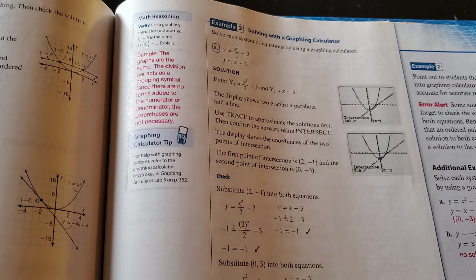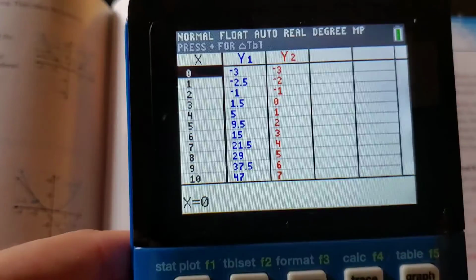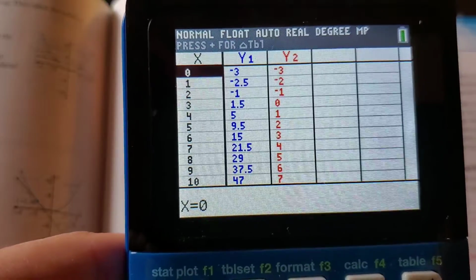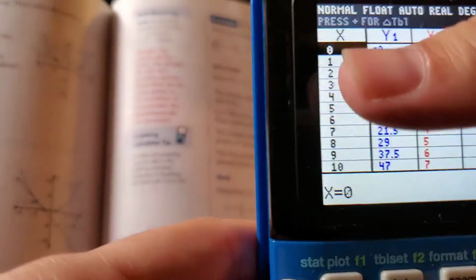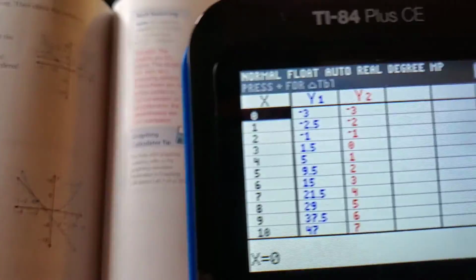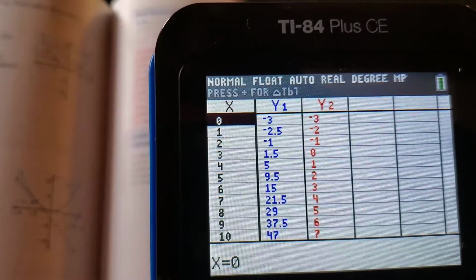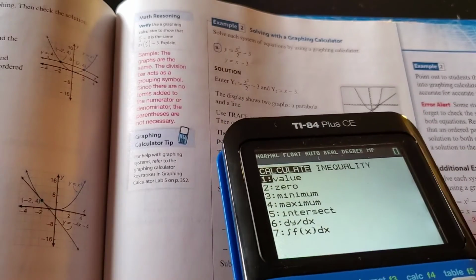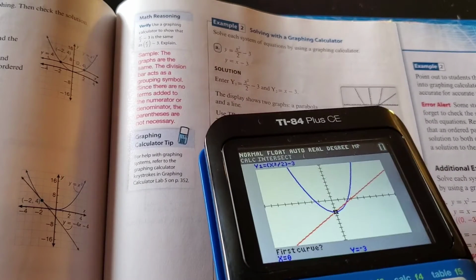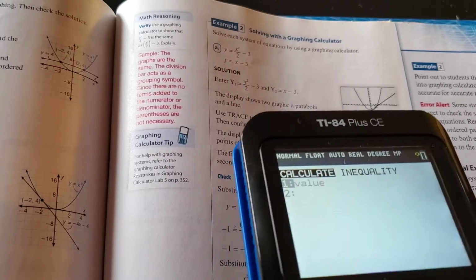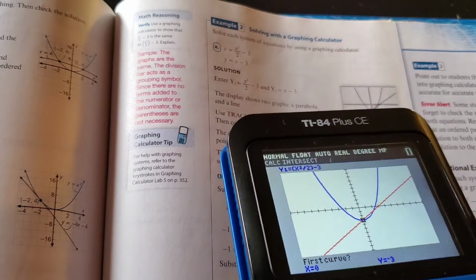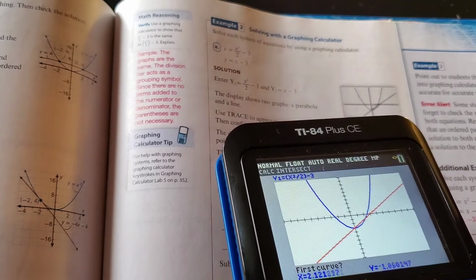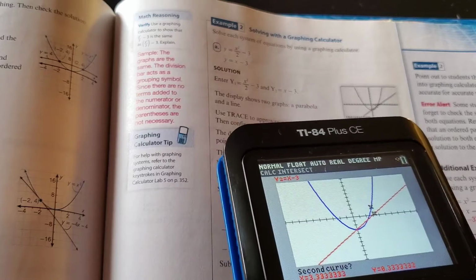Well, another way to do it is also with the graph. If you ever get really weird answers, just go to your graph. Your graph will tell you the answer right there: 0, negative 3, negative 3 for both of them. Then let's try to get the intersect for the second point. Let's see if it actually works this time for the higher up point. I think it may be because it's close to y equals 0.